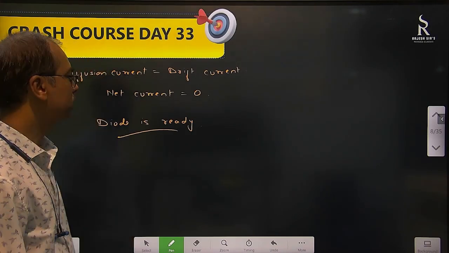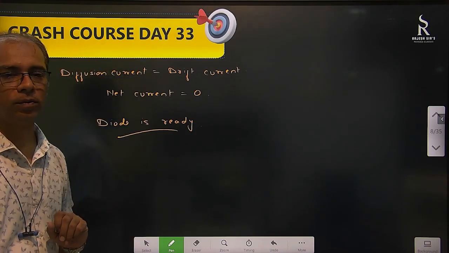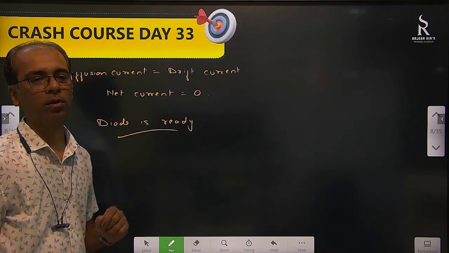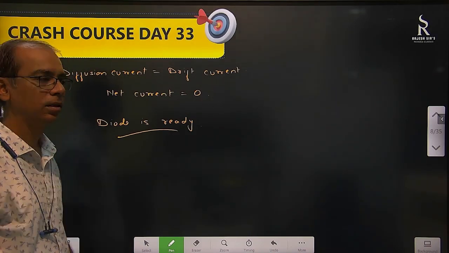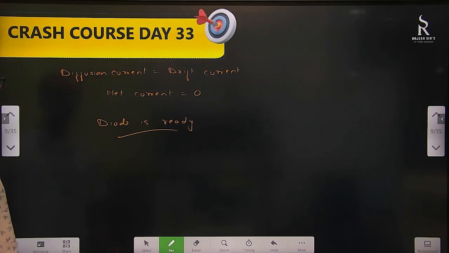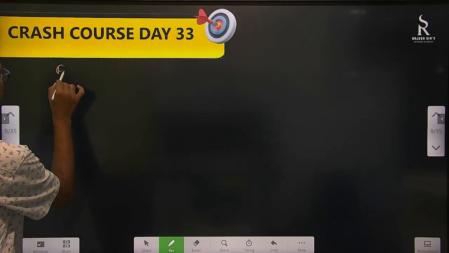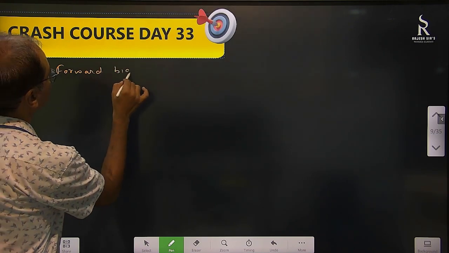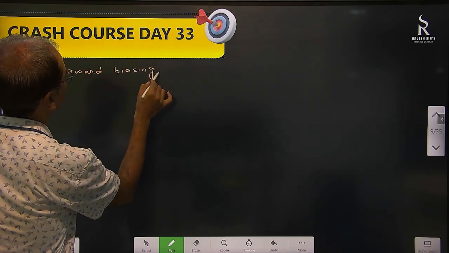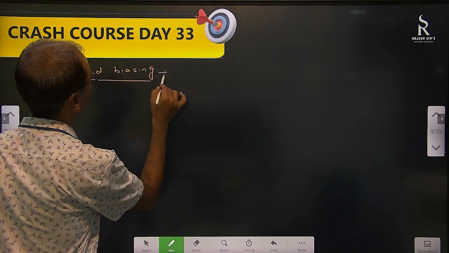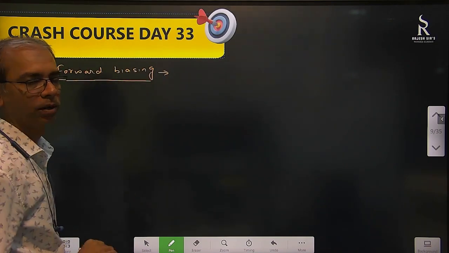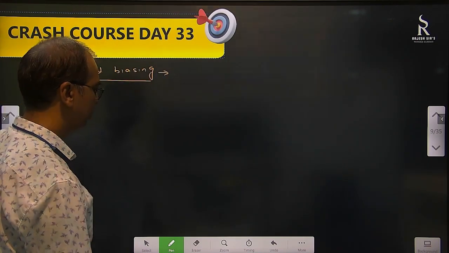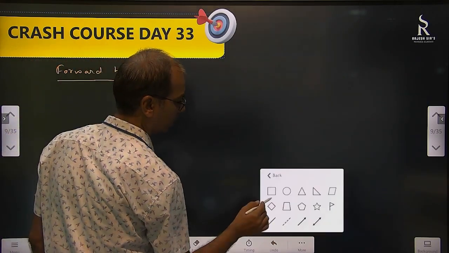Now how to use this PN junction diode that we have made? We know that two types of biasing are there. One is forward biasing and another one is reverse biasing. So forward biasing, what do we do? The P-type semiconductor we connect with the positive terminal of the battery, and the N-type we connect with the negative terminal of the battery. Right?